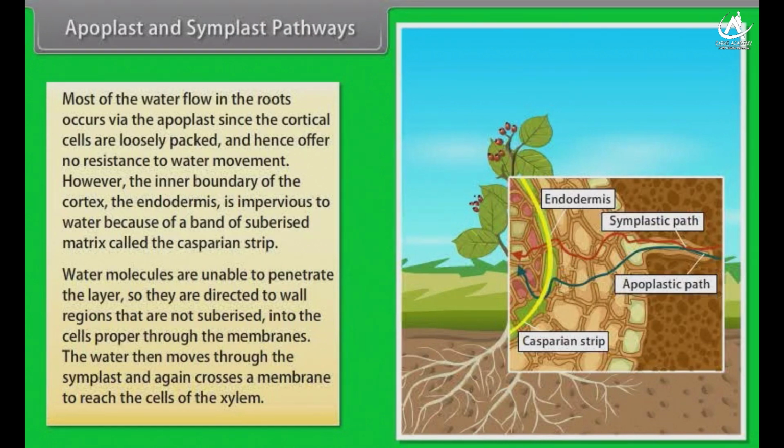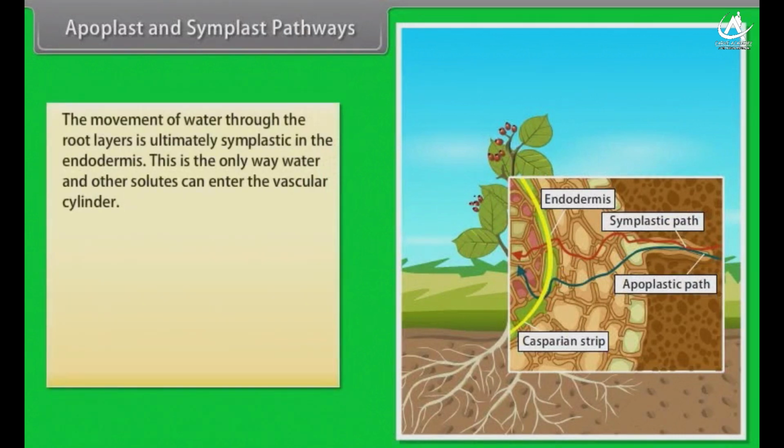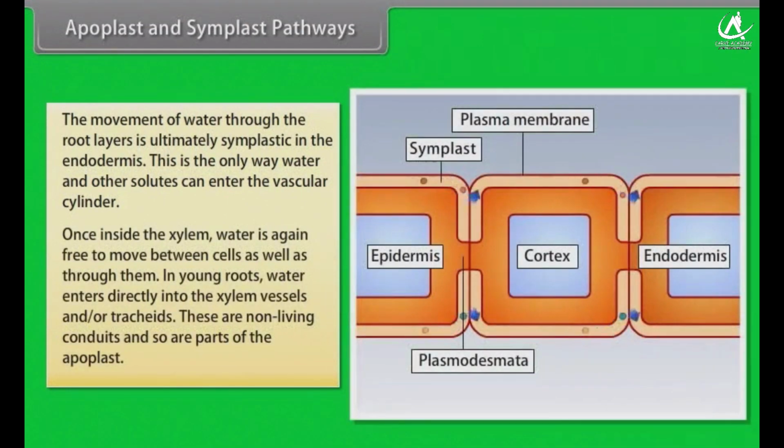The water then moves through the symplast and again crosses a membrane to reach the cells of the xylem. The movement of water through the root layer is ultimately symplastic in the endodermis. This is the only way water and other solutes can enter the vascular cylinder. Once inside the xylem, water is again free to move between cells as well as through them. In young roots, water enters directly into the xylem vessel and/or tracheids. These are non-living conduits and so are parts of the apoplast.